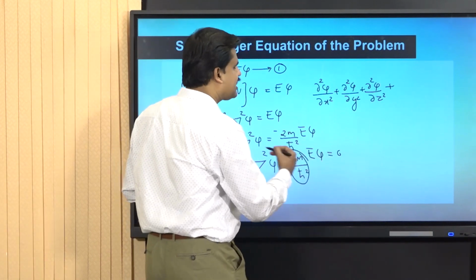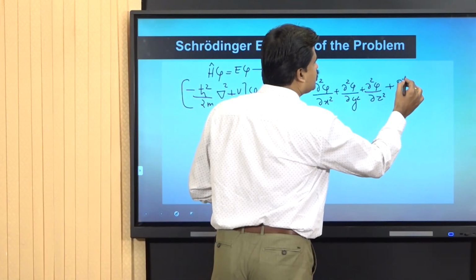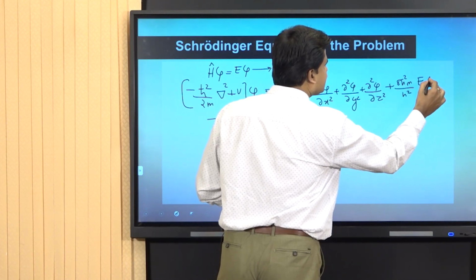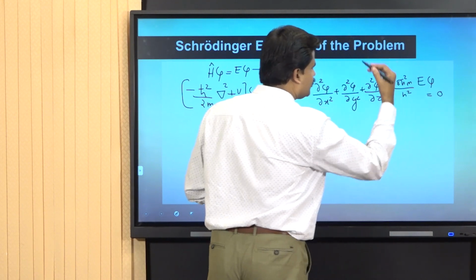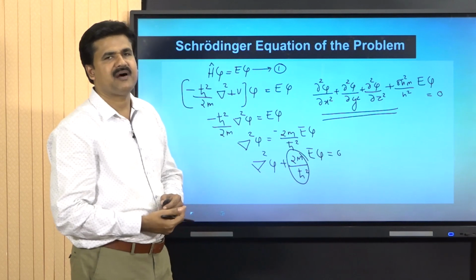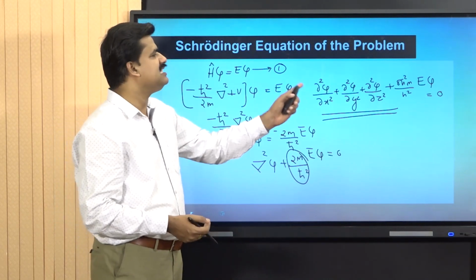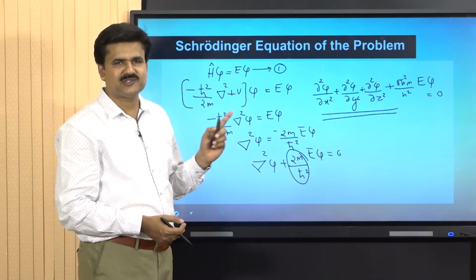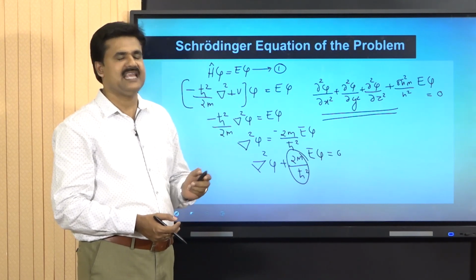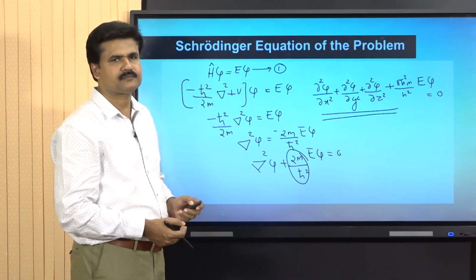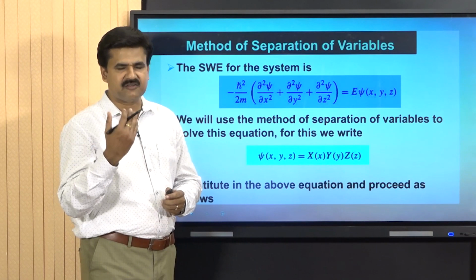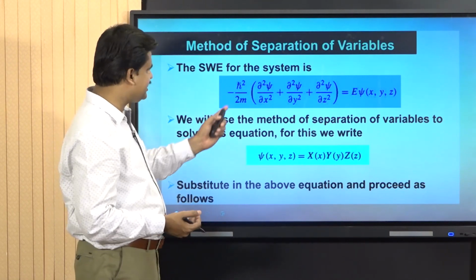Therefore, this term can be represented as 8 pi square m by h square into energy into psi is equal to 0. This is about the Schrodinger wave equation of the particle in three-dimensional box. This is the equation that we need to solve in order to get energy and wave function of particle in a 3D box problem.